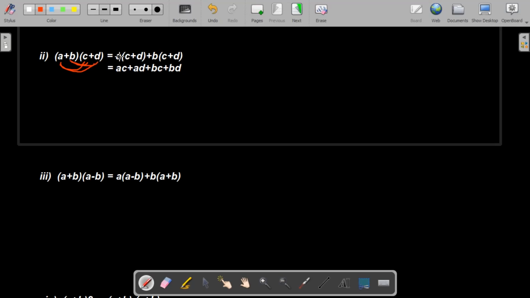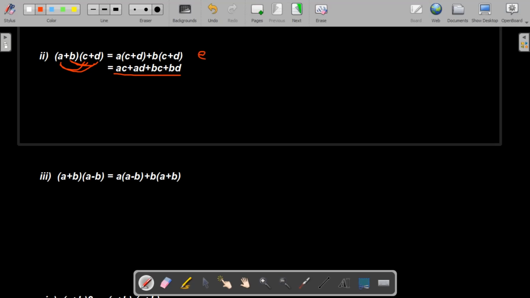This is what they have done. So a multiplied by what is in the bracket on the other side, and then b multiplied by what is in the bracket on the other side, which is, when you say a multiplied by c, it is ac, plus a multiplied by d, it is ad, and then plus b multiplied by c, it is bc, and then b multiplied by d, it's bd. This is what we have.